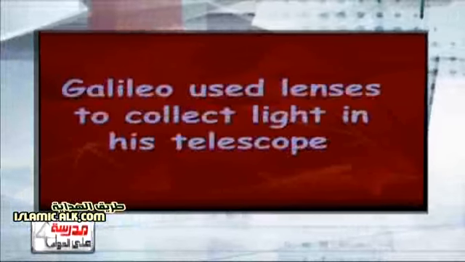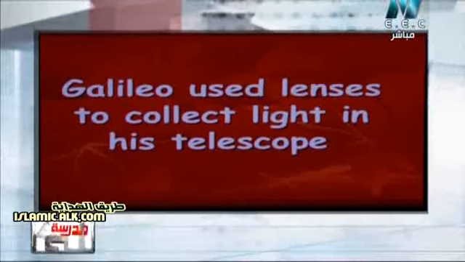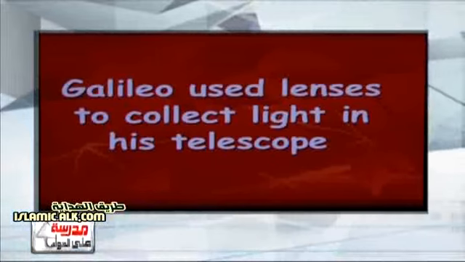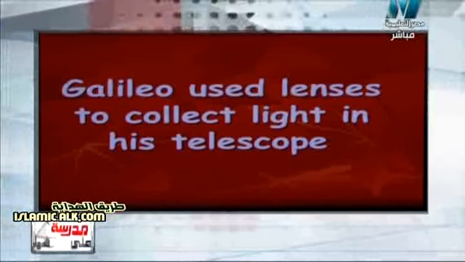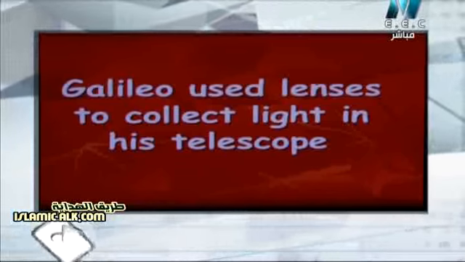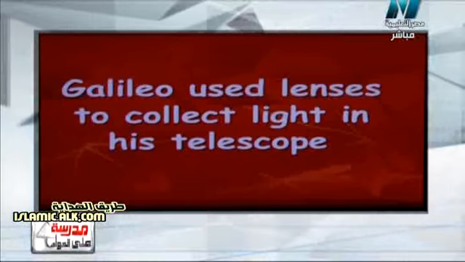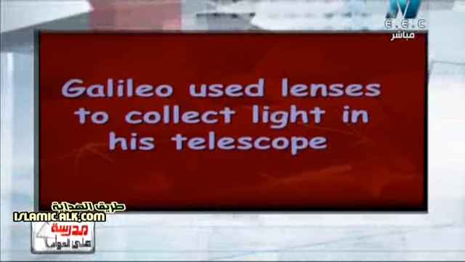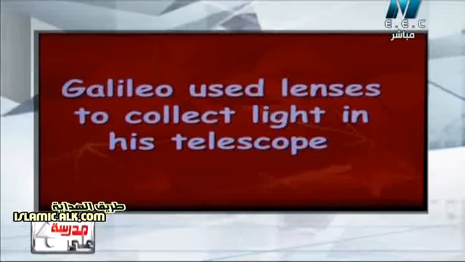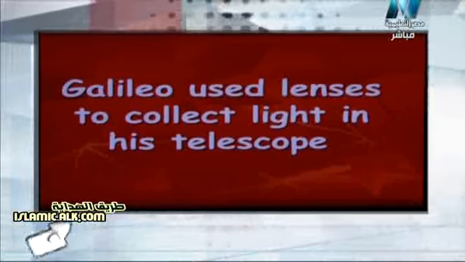So Galileo used what? He used lenses to collect light in his telescope, not mirrors. We must take care, as this point can be found in correct or wrong questions. As I said, this lesson is very easy, very short, and full of important information. Galileo used lenses, not mirrors.